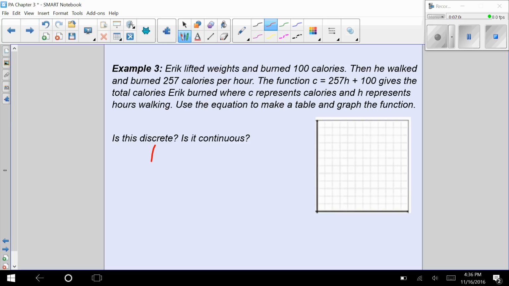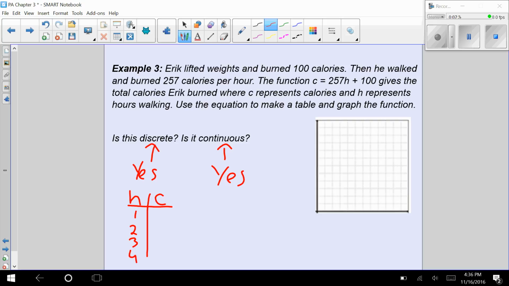First of all, is it discrete? Can I count both things? Yes, I can count both things, calories and hours. Is it continuous? Well, yes, he could work out for a quarter of an hour, that's fine. So let's make our table. Remember, being continuous means that I'll graph it with a straight line. So we have hours as our inputs, calories as our outputs. Let's do 1, 2, 3, 4 as usual.